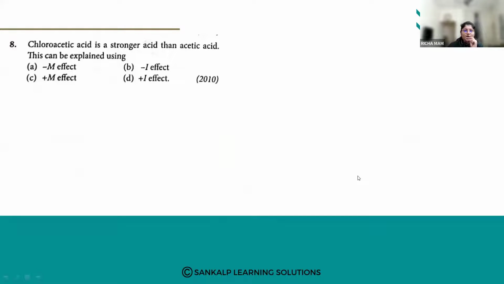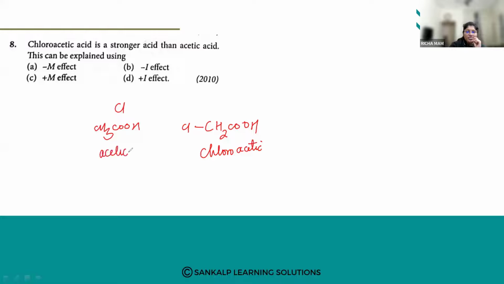Chloroacetic acid is a stronger acid than acetic acid. This can be explained using what? Acetic acid is CH3COOH. Chloroacetic acid means one of the hydrogens is replaced, so it will be CH2Cl. So how is chloroacetic acid stronger than acetic acid? Which theory can be used here?